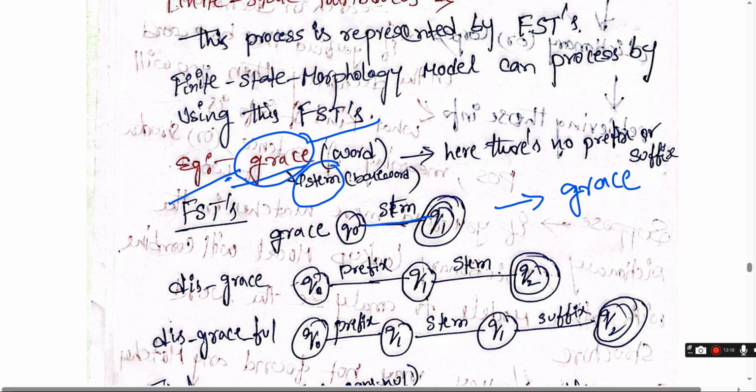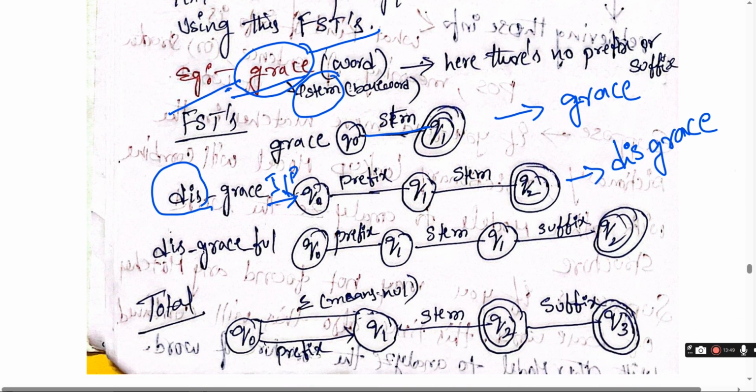Suppose we add a prefix to grace, that is disgrace. So here, prefix. The starting state is this one, the input we are giving is grace, and Q1 is the state, and the stem is the root word, and Q2 is the output state. So the output we will get here is disgrace.